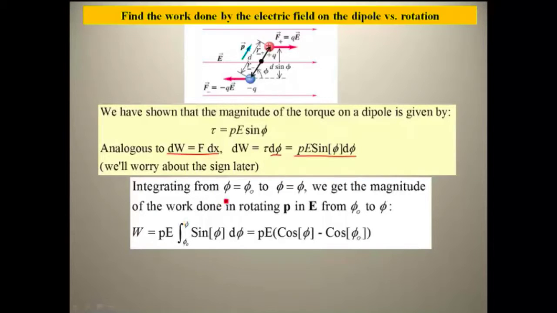So we integrate that from any starting angle phi 0 to a final angle phi, and that gives us the magnitude of the work done in rotating p into E from phi 0 to phi. So here it is. The work is pE times the integral of sine phi from phi 0 to phi. Doing that integral, we end up with this expression here, where we have phi here and phi 0 here. This is an important equation, but we're not done yet.